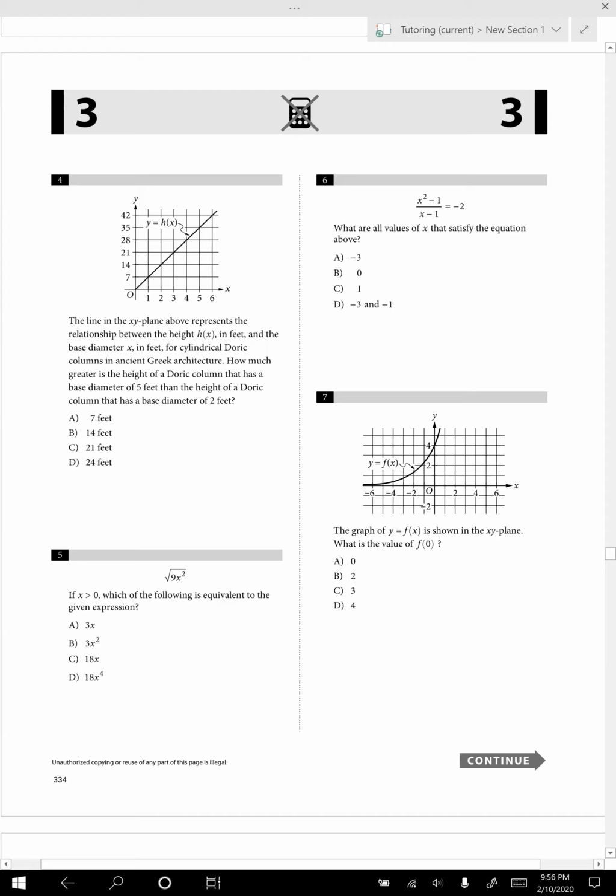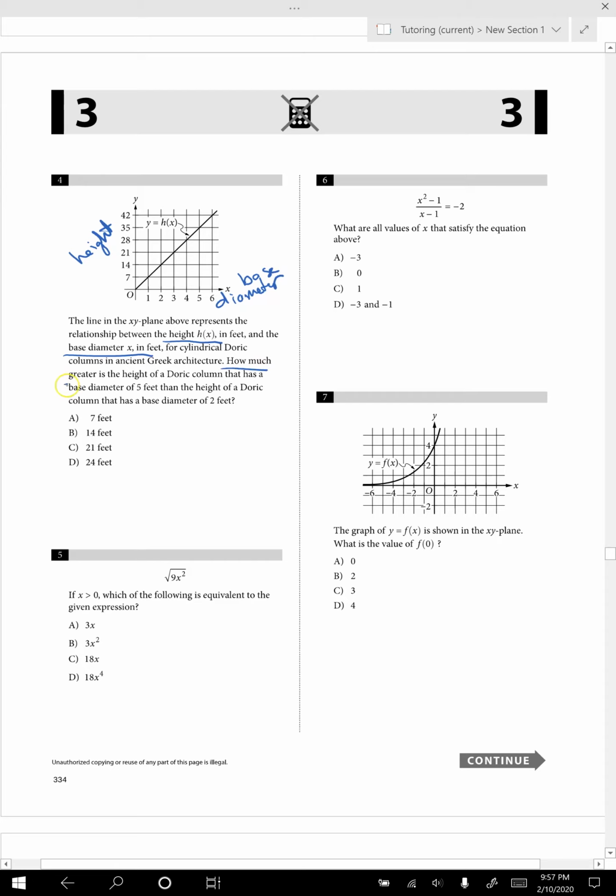Number 4, we have another linear equation here, and it represents the relationship between height, h of x. Now, when they tell us what certain variables are standing for, it's important to try and match them to the graph to help you understand what's going on. So I'm going to put here that this is height. And the base diameter x, okay, that is our x-axis. So let's just put base diameter.